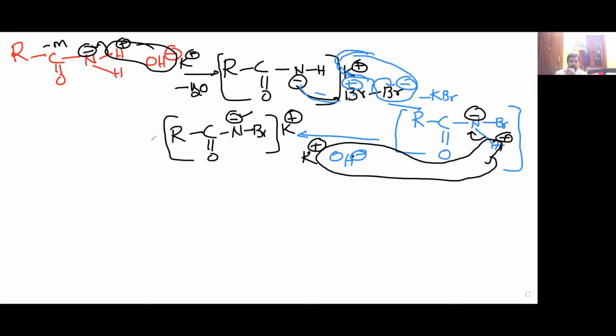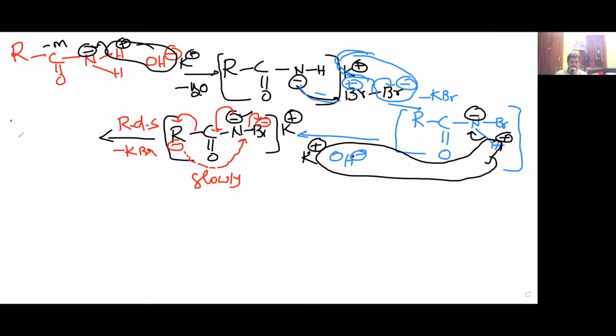This is the important step. The coming step is most important. This is the negative charge. Please remember, the negative charge is shifted here. The alkyl group shifted like this, and the negative charge is again attached to the nitrogen. Br minus leaves here. KBr is eliminated. I will write this is the slow step, RDS. This has happened slowly.